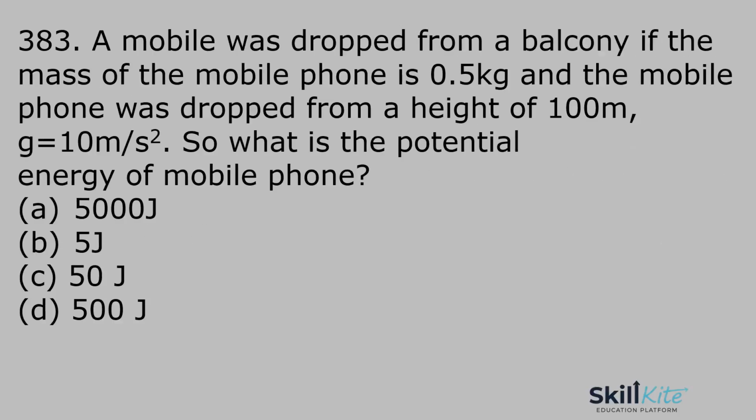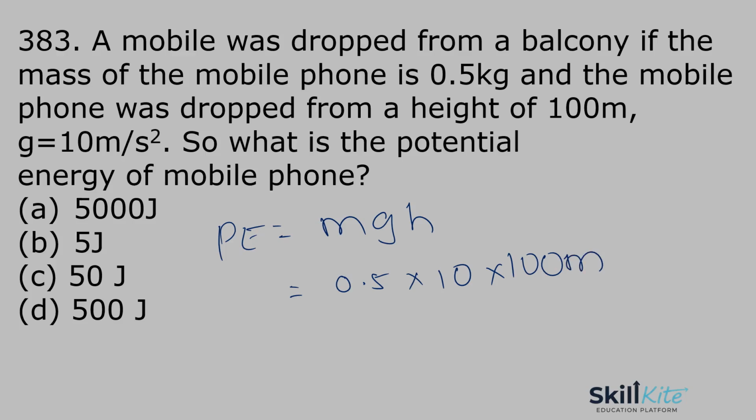A mobile was dropped from a balcony. The mass of the mobile phone is 0.5 kg and it was dropped from a height of 100 meters. Acceleration due to gravity is 10 meters per second square. What is the potential energy of the mobile phone? Potential energy is mgh: mass equals 0.5 into g is 10, height equals 100 meters. So it is around 500 joules. Option D.